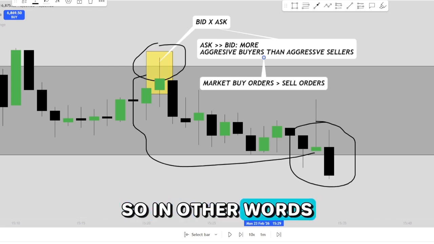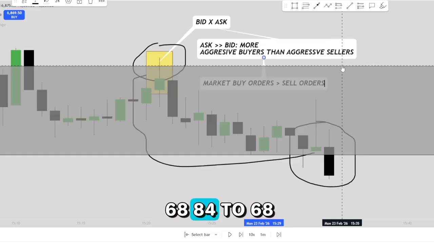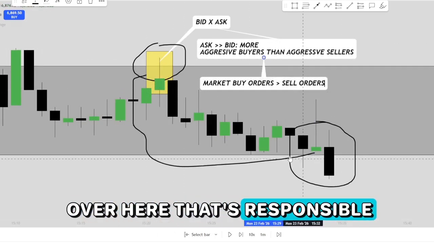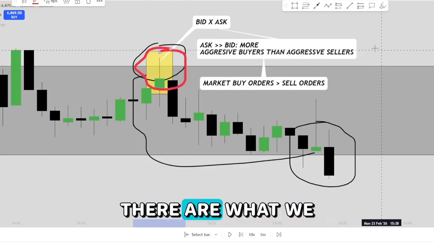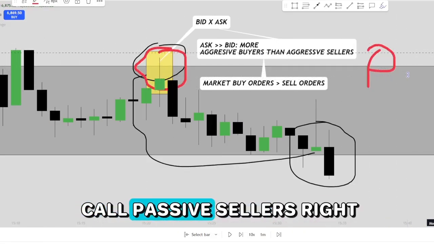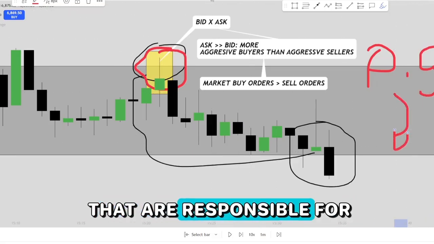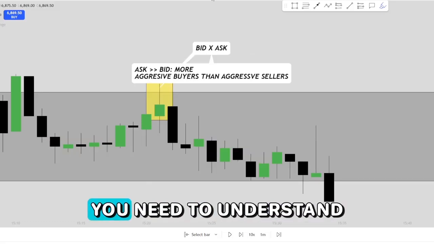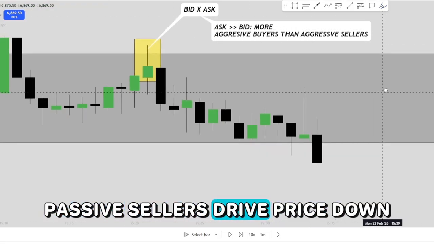So in other words, who is sitting here at this key level? This is now 68.84 to 68.80. Who is sitting over here that's responsible for the lower prices? Well, in this region here, there are what we call passive sellers. These are passive sellers that are responsible for the lower prices. So when you're coming into a key level, you need to understand this basic concept: passive sellers drive price down.